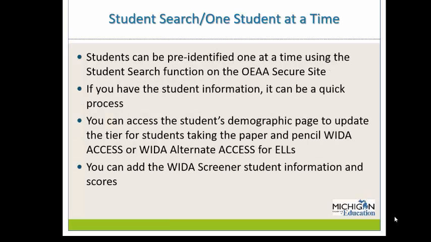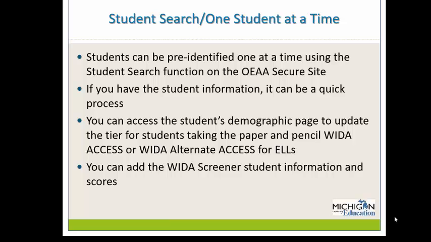The third way to pre-identify a student would be doing them one at a time through the student search function. This is done student by student. And if you are prepared and have the student information such as the UIC number, the student's grade level, and the assessment the student will be taking, it could take as little as 2 minutes per student. It can be quick, but it may not be feasible for a large group of students.